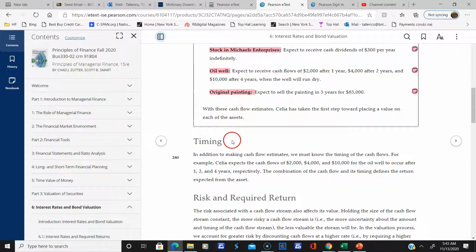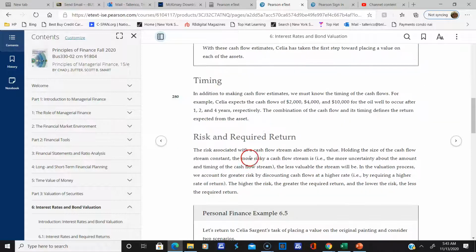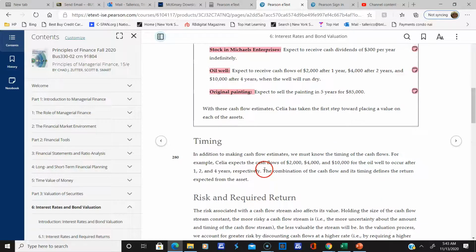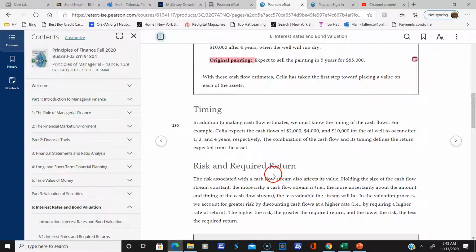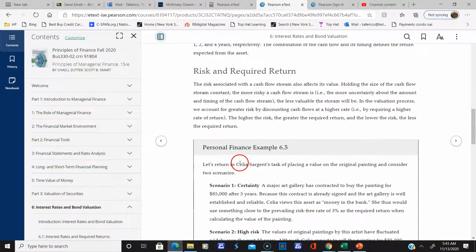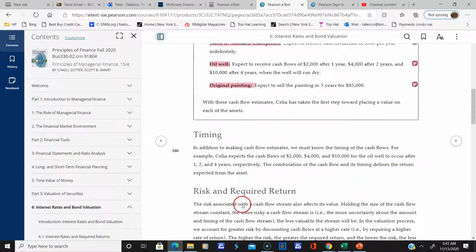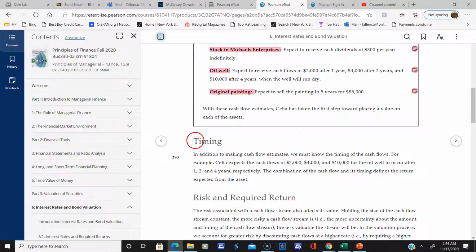All right, so I'm going to pick up and we'll look at that valuation example next time, because I'm about 16 minutes into this now. So you'll see in a bit we'll return to Celia's problem and we'll value those together. And we'll pick up here at timing, okay?